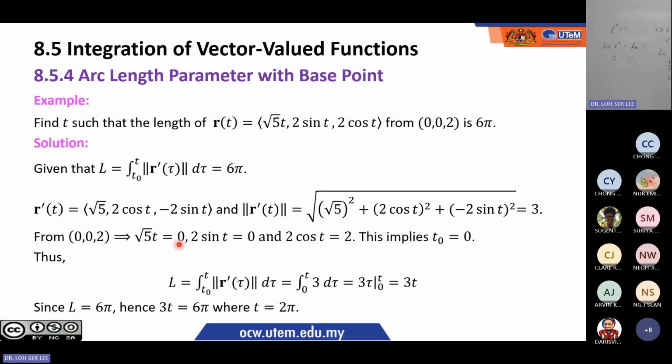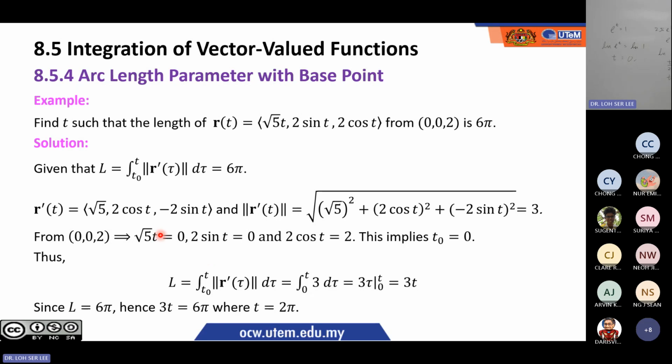From here, t is 0. From this one, sin t equals 0, so your t can be 0, 2 pi, 4 pi, and so on. And for this one, after you cancel out the 2, your cos t is 1, which means t can be 0, 2 pi, 4 pi. The t value must satisfy all three equations. From the first one, you have only t equals 0. So of course, the value that represents these three will be 0 only.